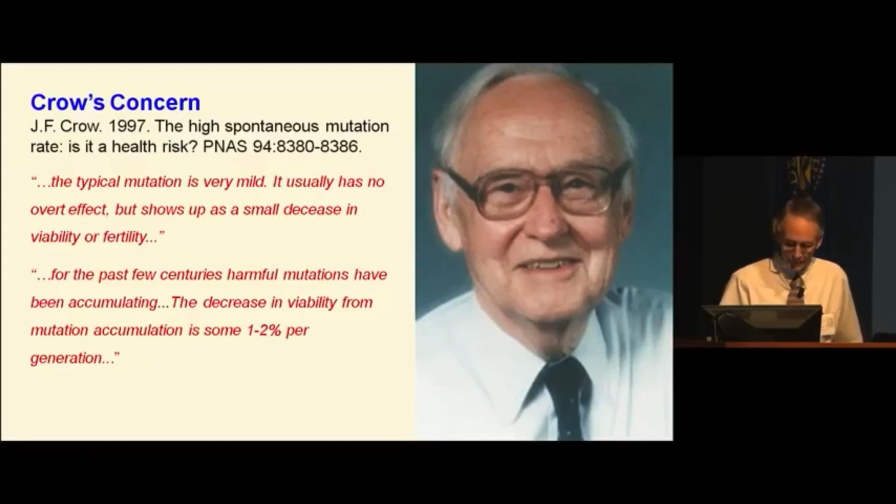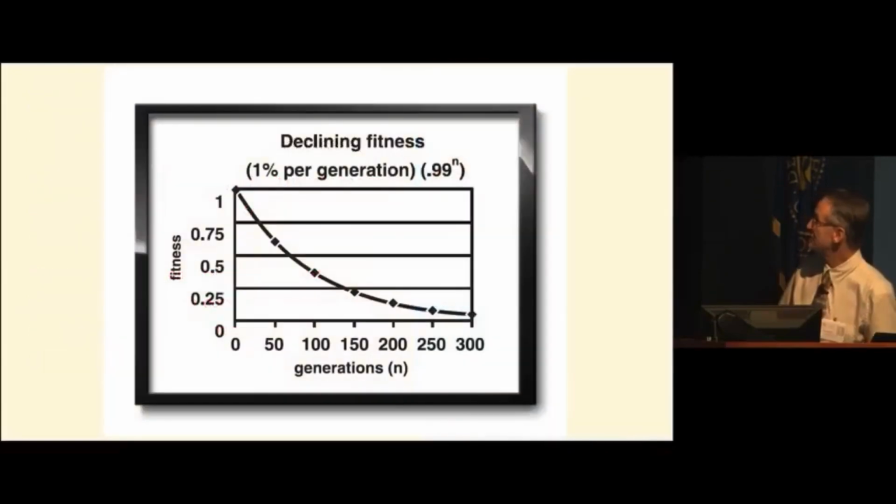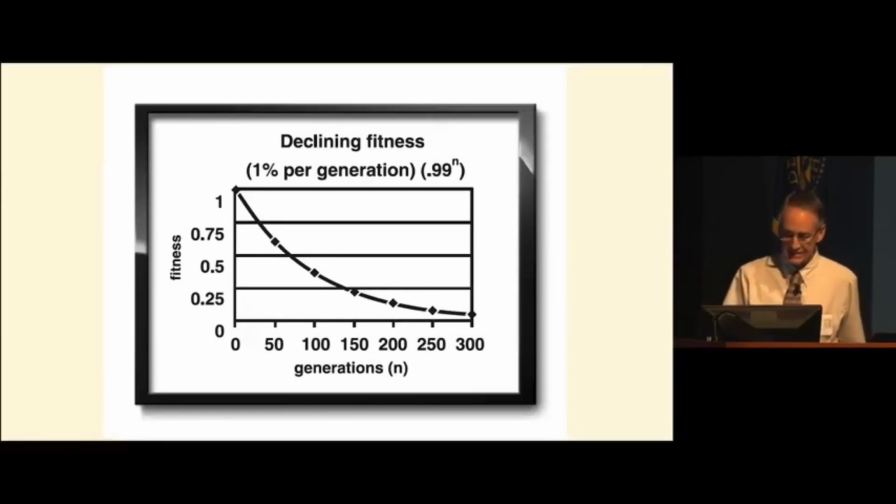And so it doesn't sound too bad in one generation, but if you start with a fitness of 1 and just have it reduced by 1% for 300 generations, you see a radical decline in fitness. We see that in our simulations, and we see that in biological systems as well. When this very distinguished geneticist said we have a problem and that we're degenerating, anyone who cares about long-term human health and welfare should take note.